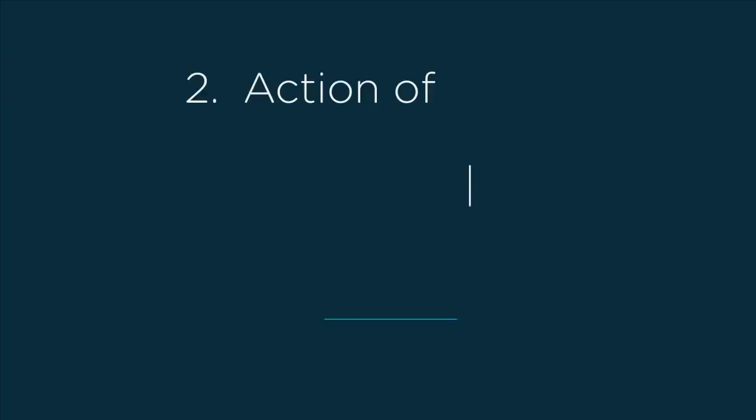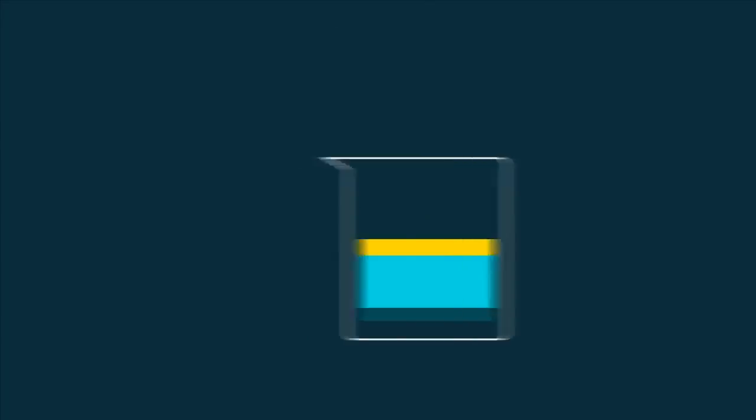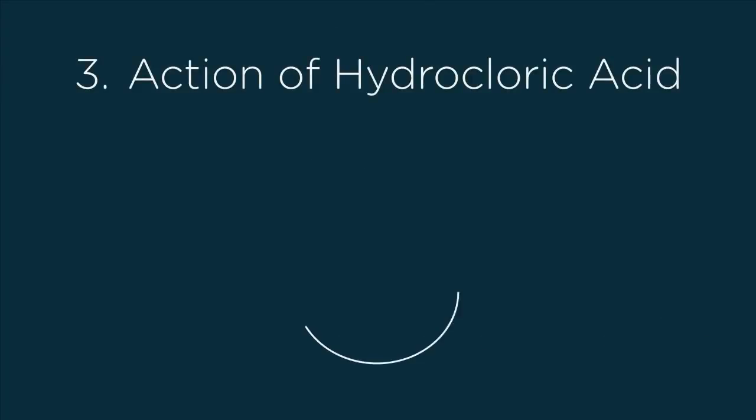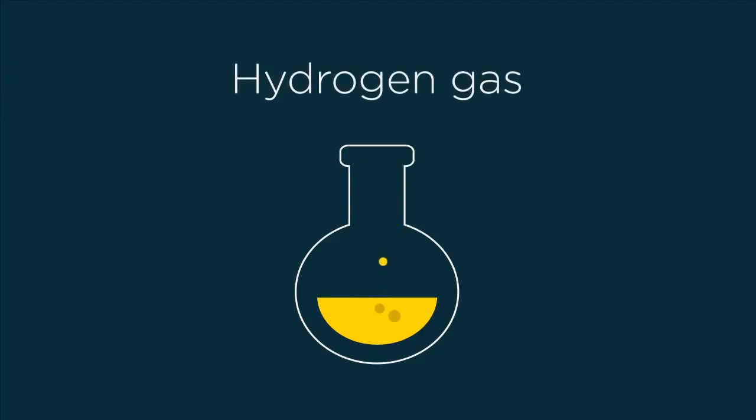Test 2. Action of water. You will see that in water, iron sinks and sulfur floats. Test 3. The action of hydrochloric acid. When you apply hydrochloric acid on iron filings, you can see bubbling. The iron reacts with the acid to produce hydrogen gas.